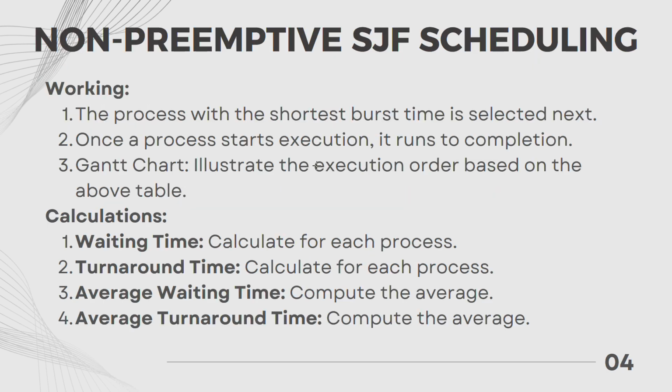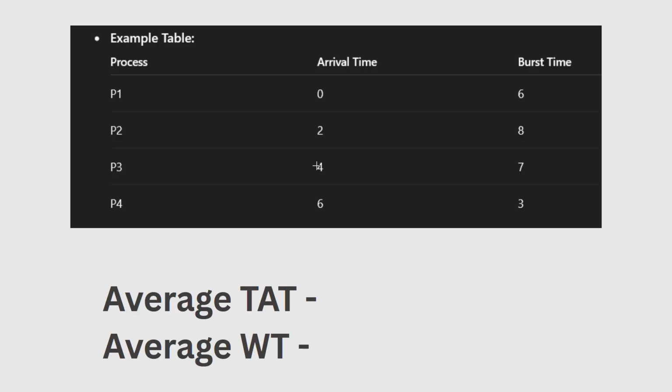First, let us look at the non-preemptive SJF scheduling algorithm. The working is very simple. The process with the shortest burst time is selected next, and once a process starts execution, it runs until its completion. We will create a Gantt chart and do calculations to find waiting time, turnaround time, average waiting time, and average turnaround time. Let's understand it with an example.